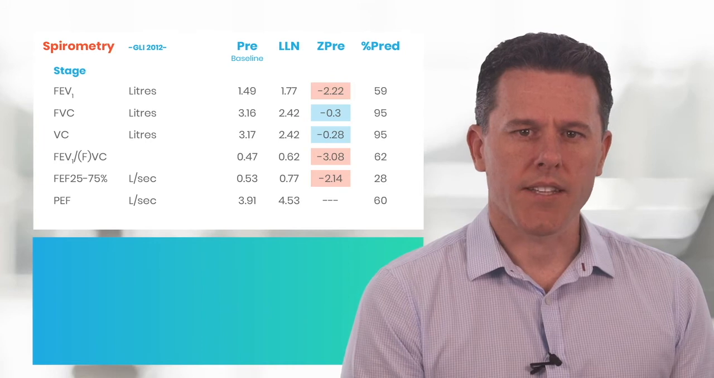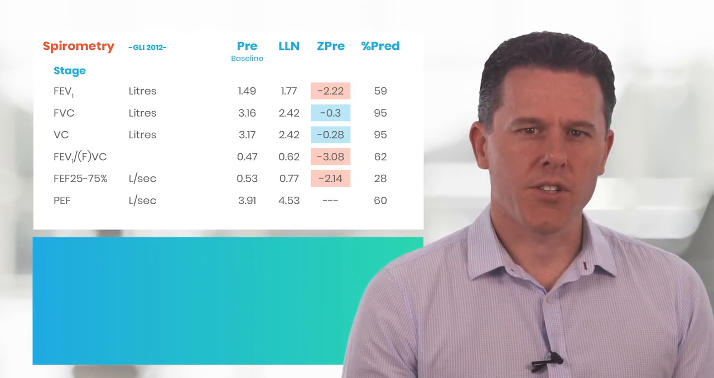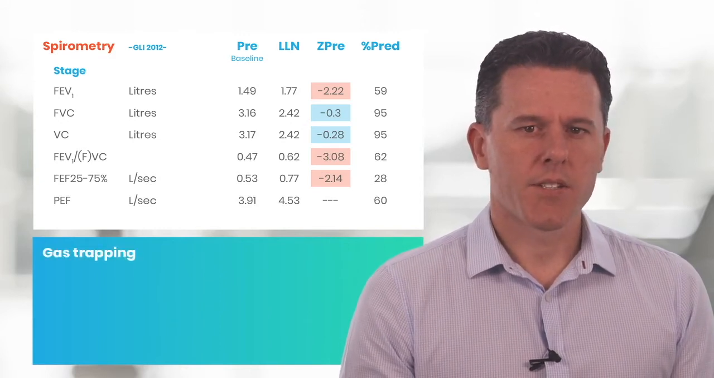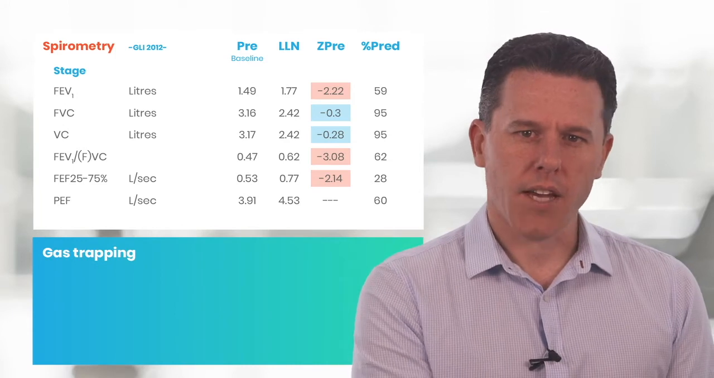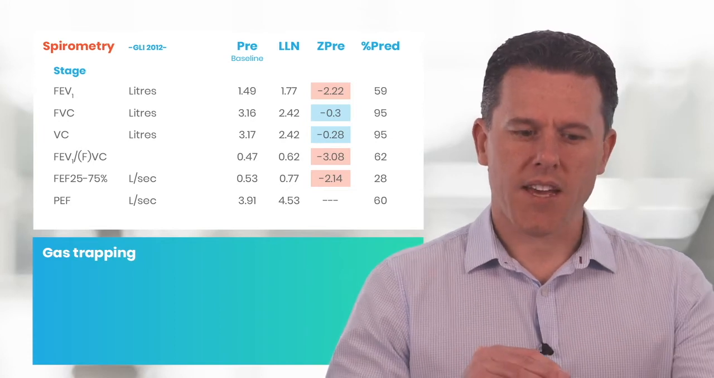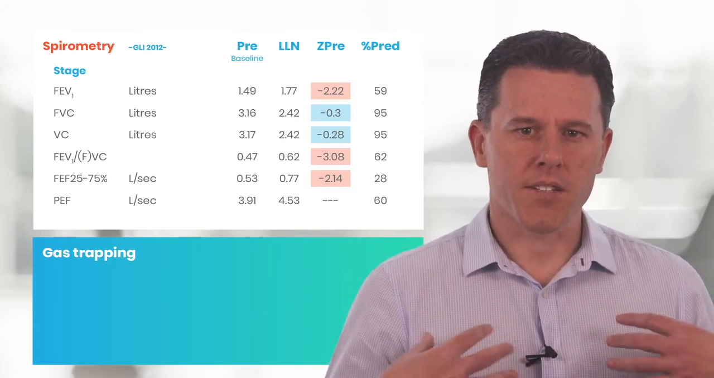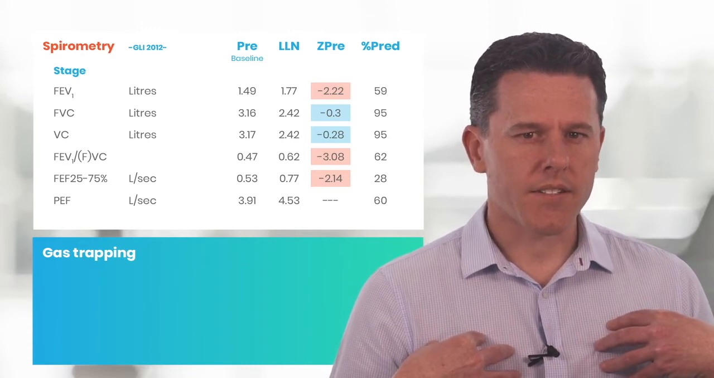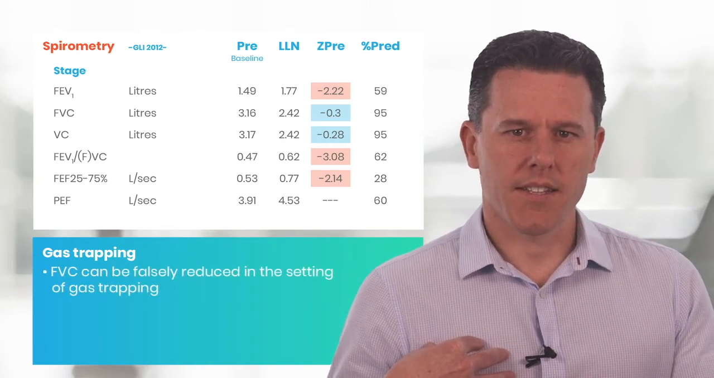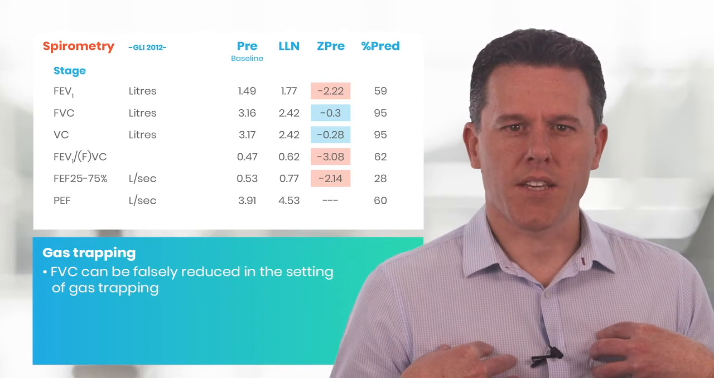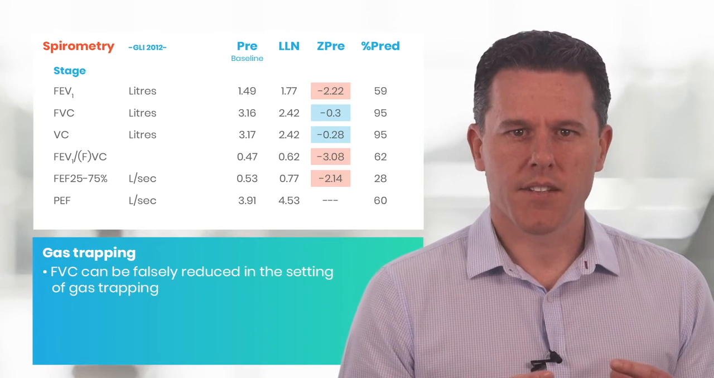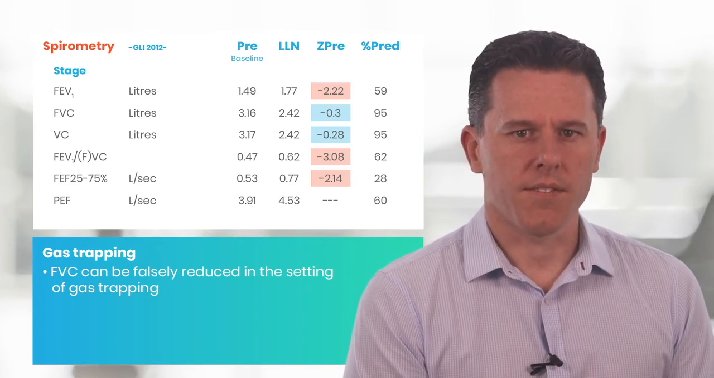One thing we do need to remember is that if forced vital capacity is reduced, the other possible explanation for that is gas trapping. So in a patient with airflow obstruction, if their airways during expiration are closing and blocking off, the amount of air they get out might be reduced because it's trapped in their chest. So in that case, forced vital capacity can potentially be falsely reduced in the setting of gas trapping, where it's because the gas is trapped in the lung rather than small lungs, which is what a true restrictive ventilatory defect is.